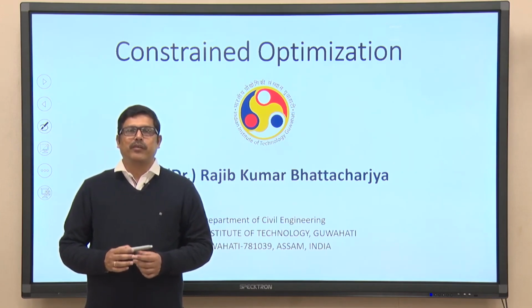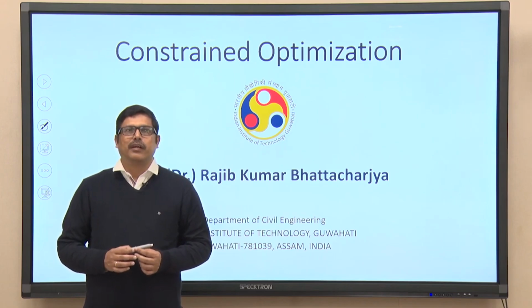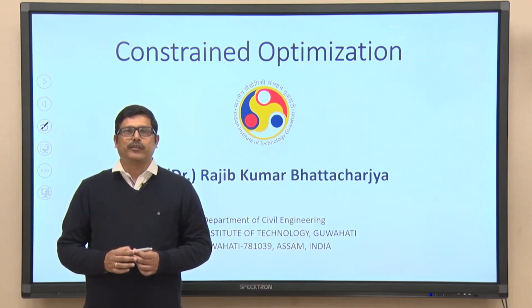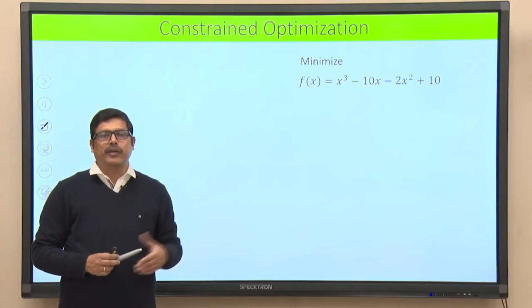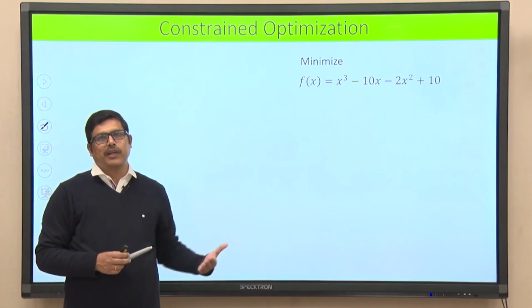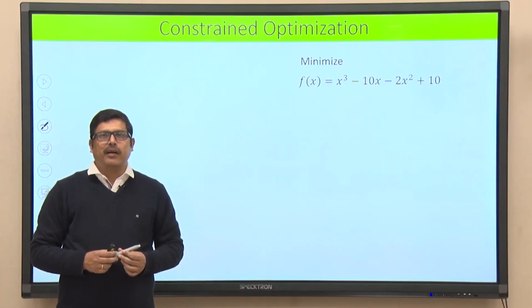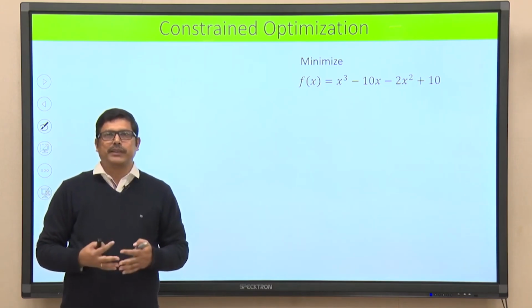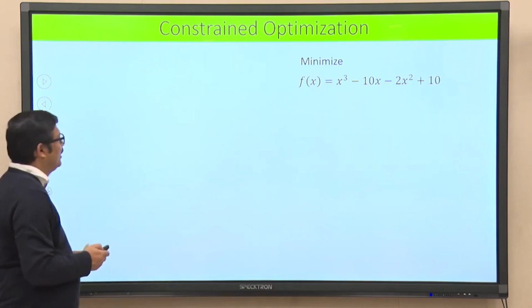So, if a particular solution satisfies the Kuhn-Tucker conditions, then that is a global optimal solution in the case of a convex optimization problem. Today we will discuss the transformation method for handling equality and inequality constraints. Let us start our discussion with an example problem. First I will show an example problem and then I will give you the transformation method.